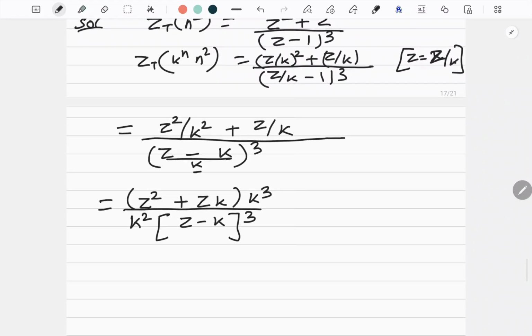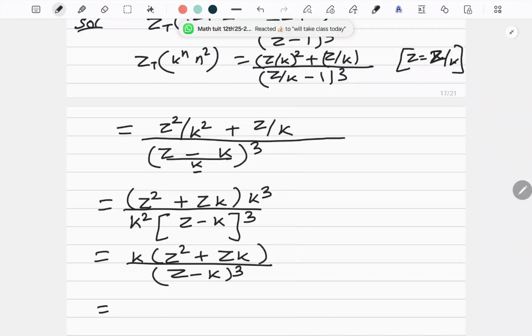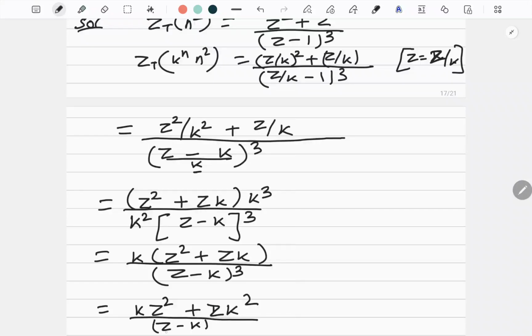Right. So this k cube and k square will get cancelled. So you will have k z square plus z k upon z minus k cube. Simplify this. You will have k z square plus z k square upon z minus k cube. Right? So z square k plus z k square upon z minus k cube will become your answer.